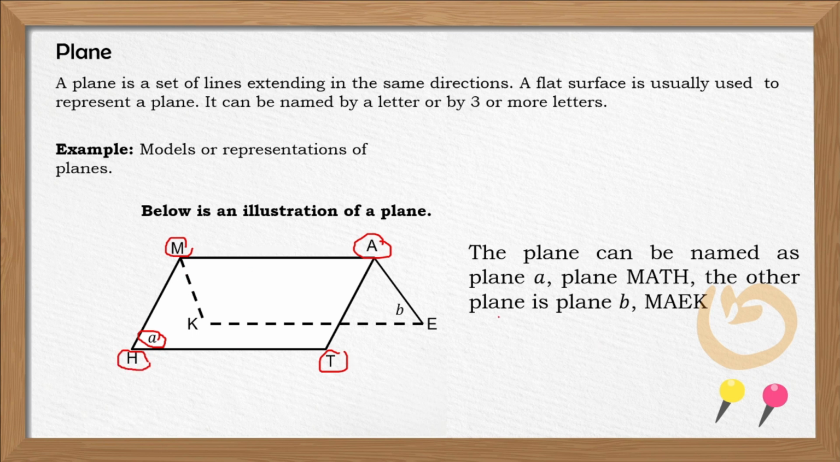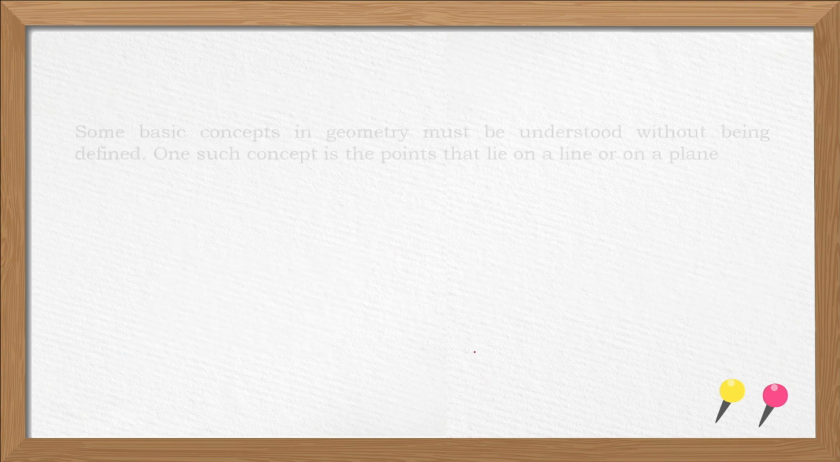Another one, the other plane is plane B. It has a small letter B here. Or we can also name it as plane MAEK. Okay, so that is how we name a plane.